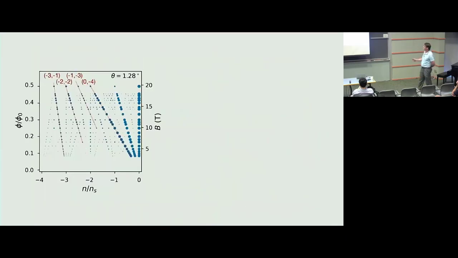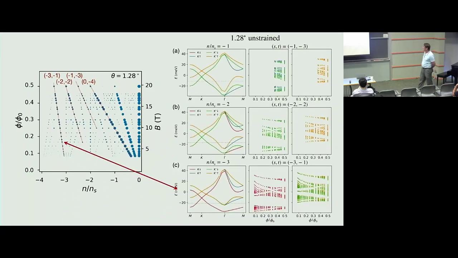So let's start at a fairly high twist angle, 1.28 degrees. This is the angle where we do not see correlated states at 0 magnetic field. And then let's focus on the S equal to -1. So this is, you just added the first electron into the narrow band coming from the bottom.